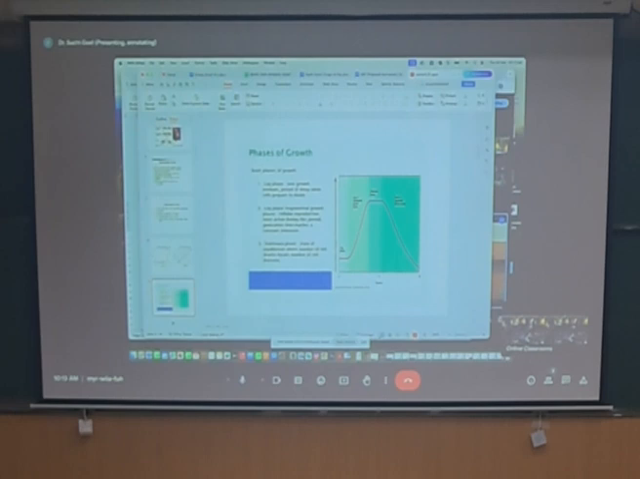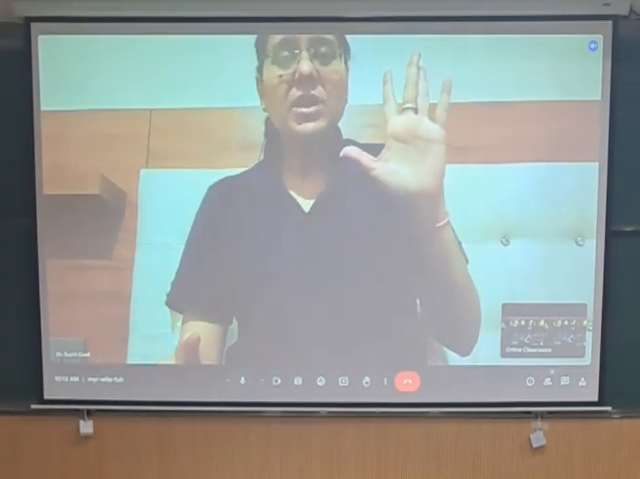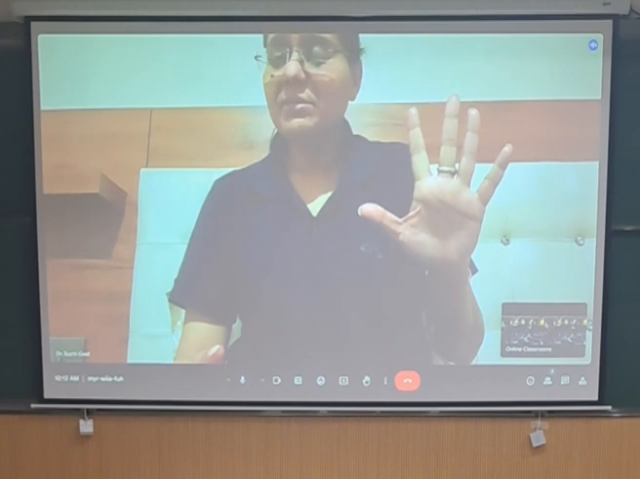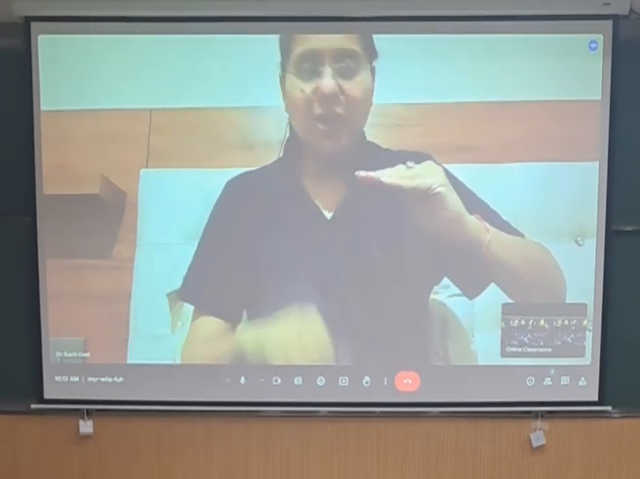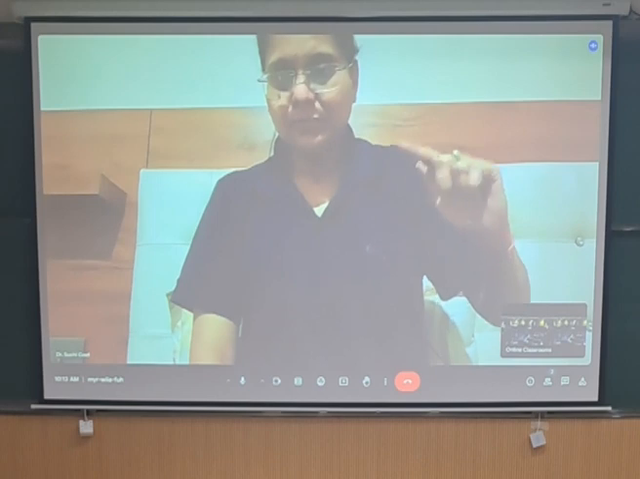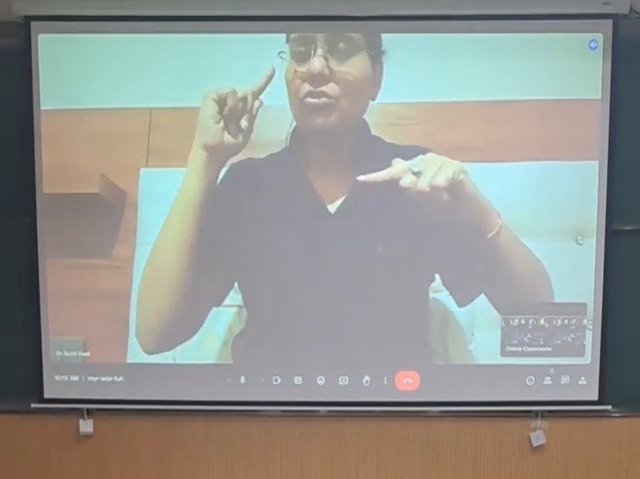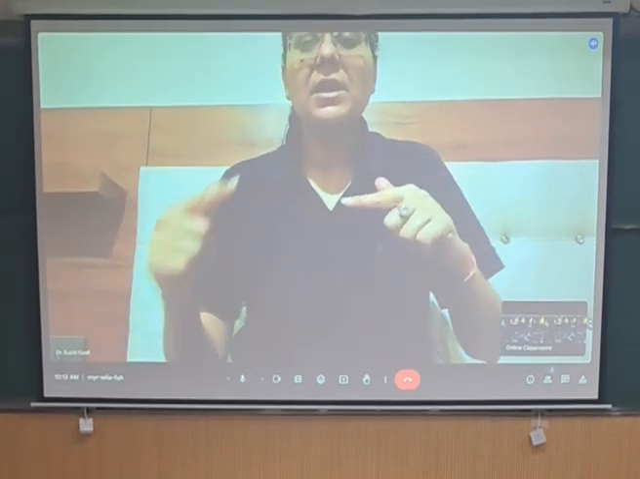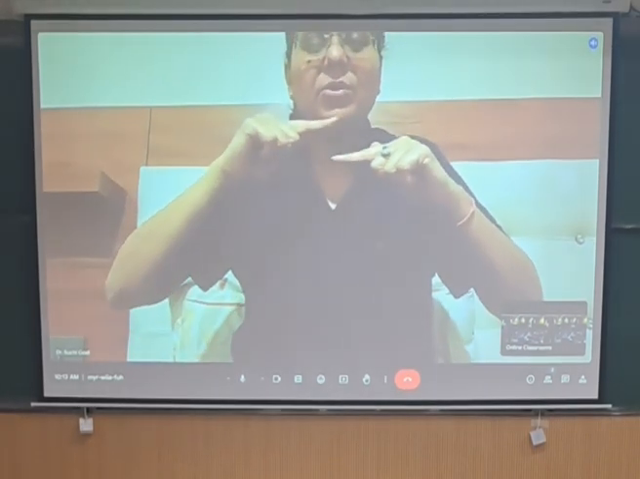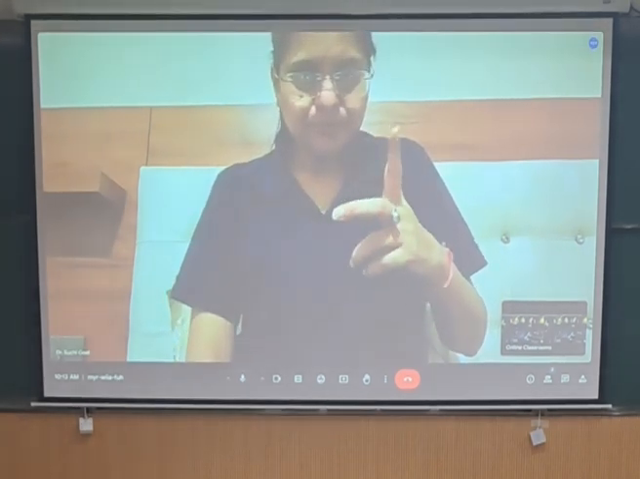Now, just to make you understand the lag phase: when you add one bacterium, why do you not get a reading here? Why is my graph very constant here? You should not take it to mean that my bacteria is not multiplying here. It's only because I'm not able to see or judge the growth of the bacteria.